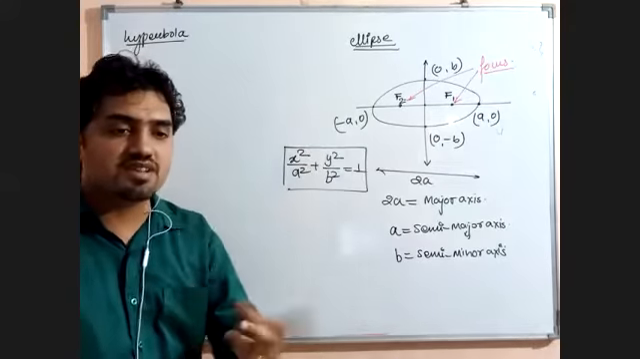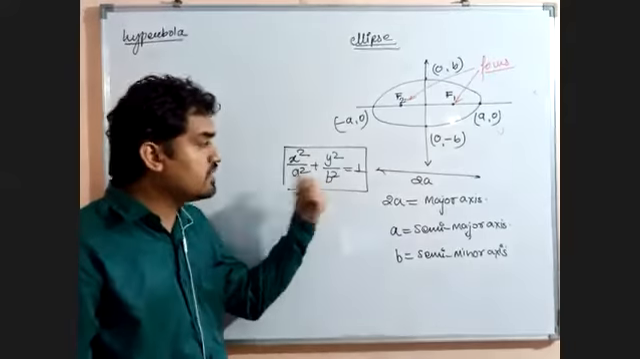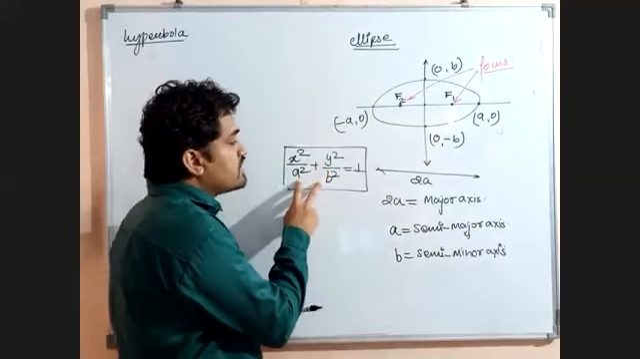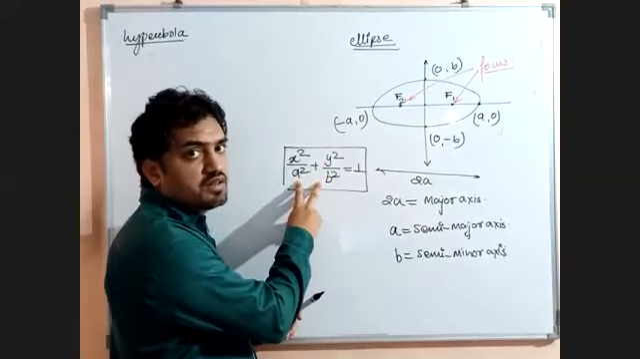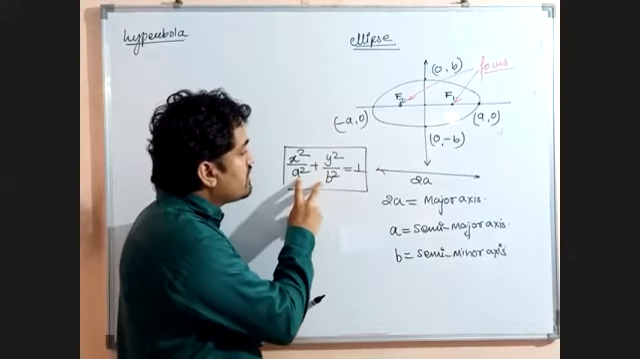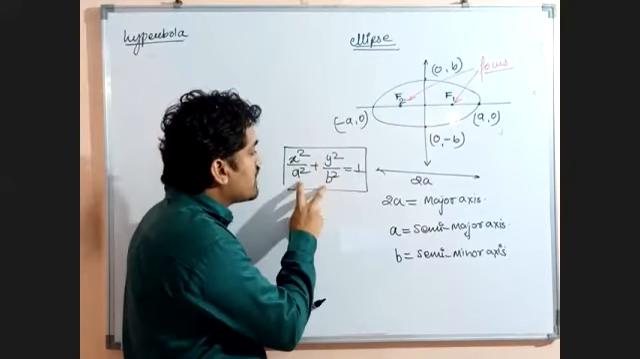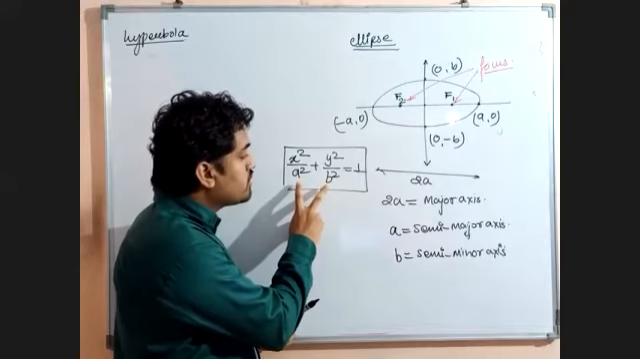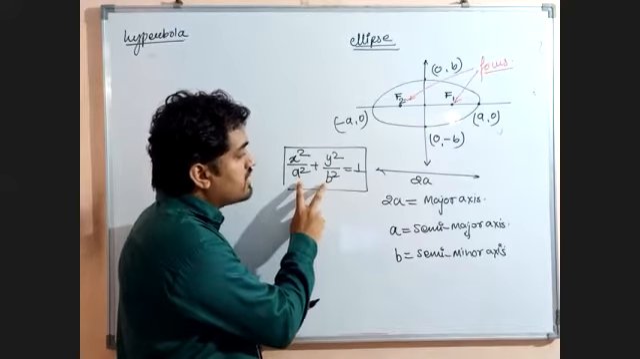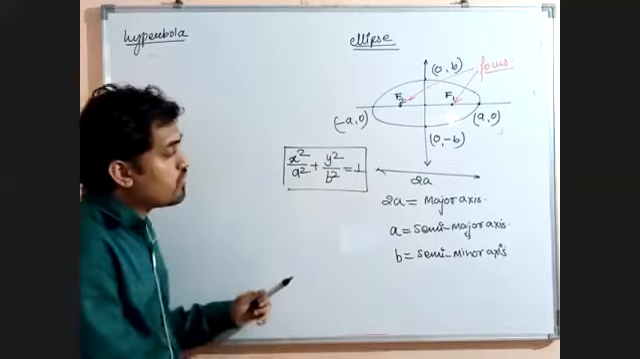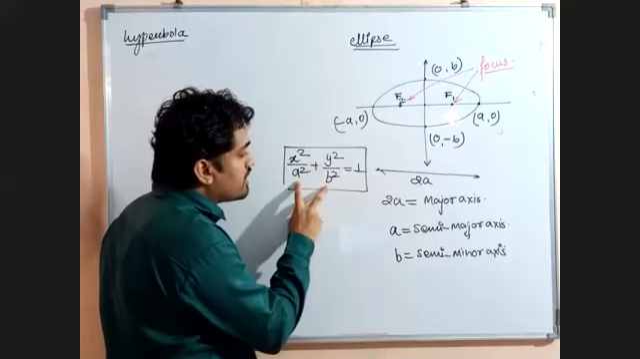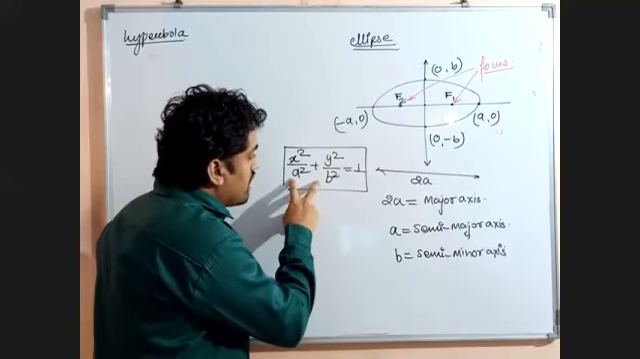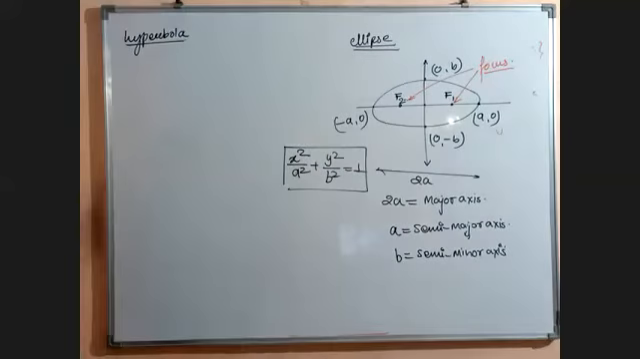What is the difference between ellipse and circle? In a circle, a equals b, meaning the coefficients of x square and y square are equal, and then it forms a circle. If the coefficients of x square and y square are different, then it will form an ellipse. So it is a simple method to find from the equation whether it is an ellipse or a circle.